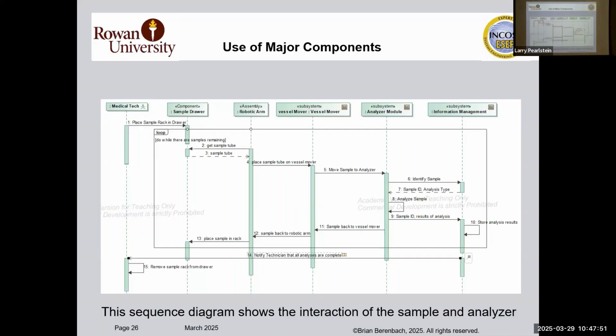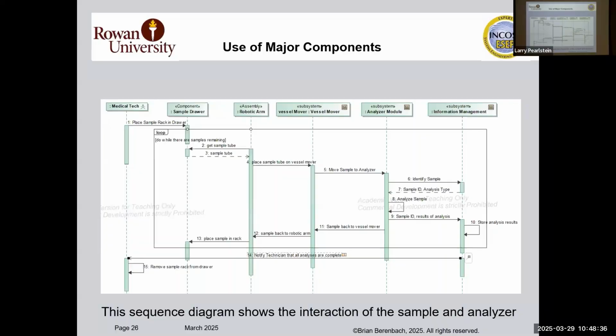It places the sample tube on the vessel mover. It moves the sample to the analyzer. The analyzer identifies the sample and the sample type, sample ID. Then it analyzes the sample and it reports the results using the ID. And then you store the analysis results in the information management system. In the meantime, in parallel with that, the sample goes back to the vessel mover, and the sample goes back to the robotic arm, and the sample goes back to the rack, and then you can remove the sample from the sample drawer.